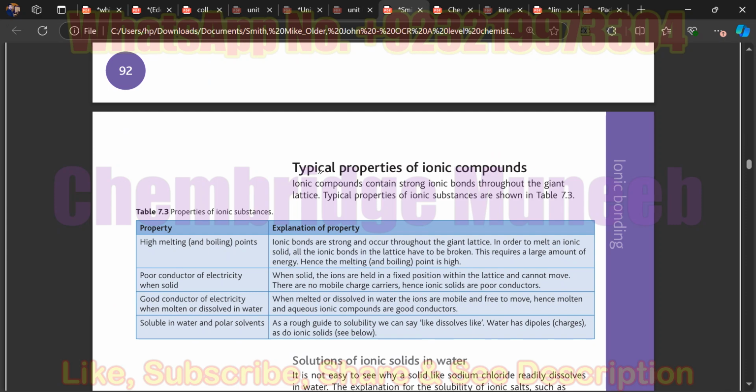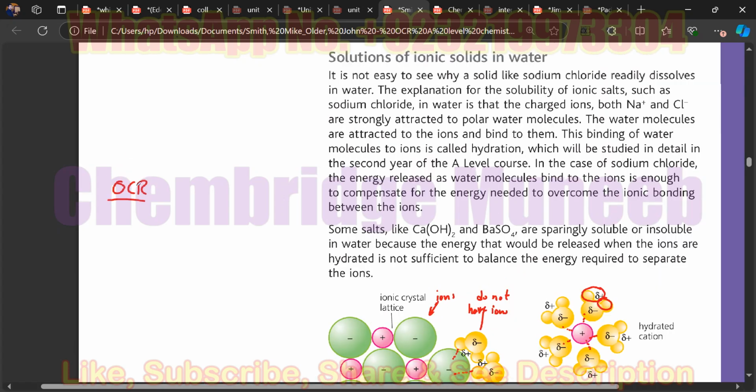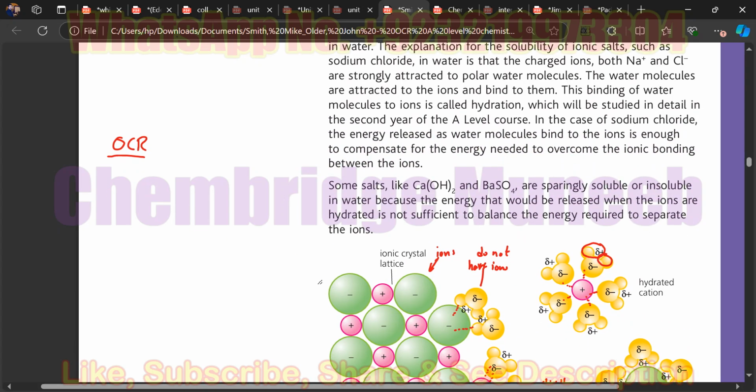Our board book, if you have ever listened to this, Oxford, yes, OCR Oxford. So that's one of the books of OCR, because I'm also teaching an OCR board.